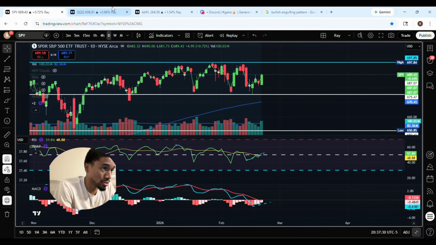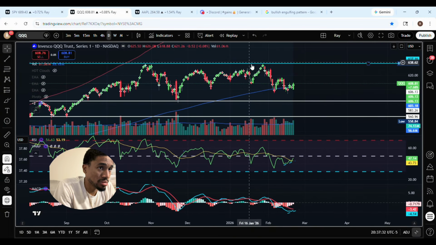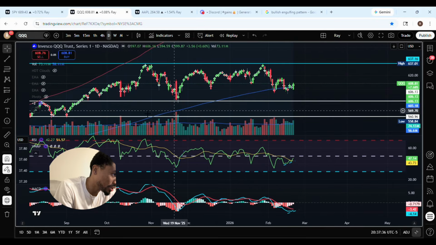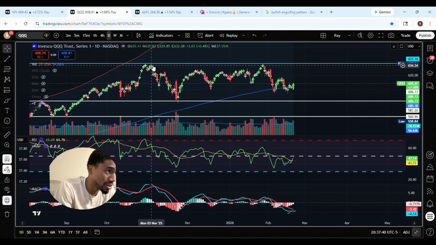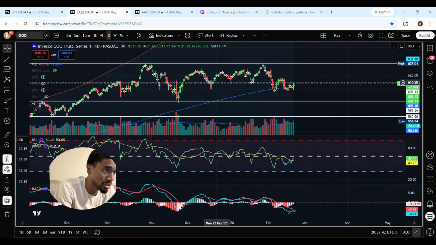Looks like I got QQQ. QQQ, all-time highs are sitting at 637. Support sitting at 583. As you can see, same thing. Since September of 2025, we've been in the same chop zone, the same level. We haven't broken any real levels. We've just been chopped the whole time.